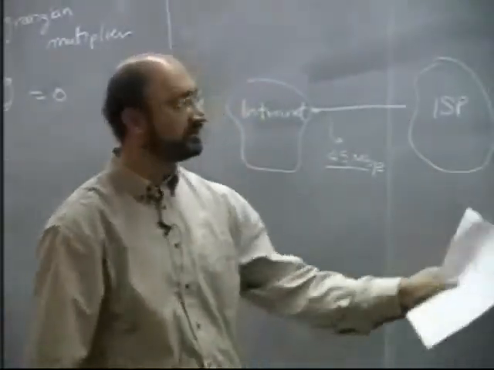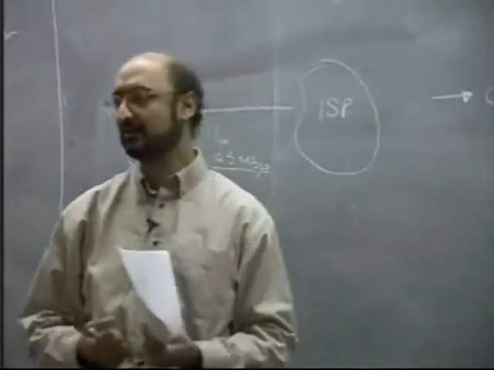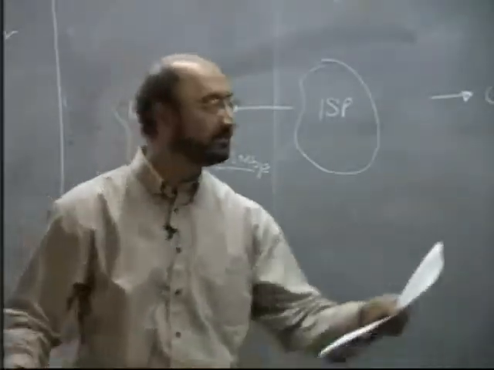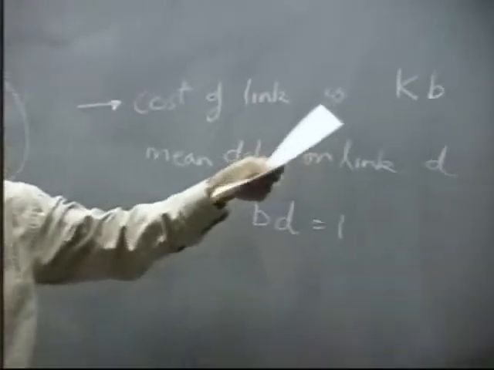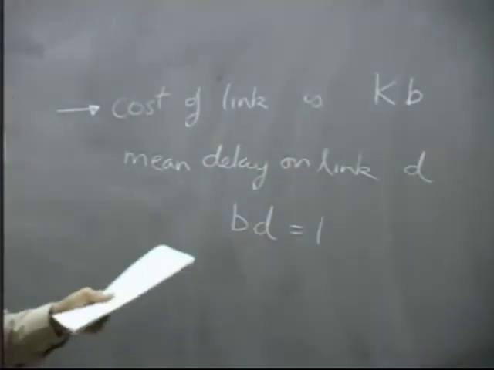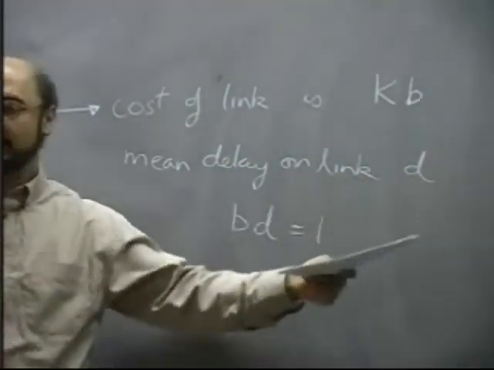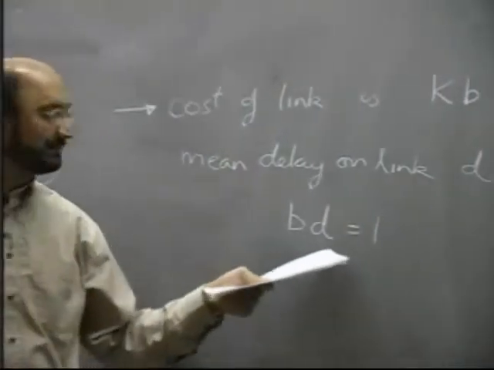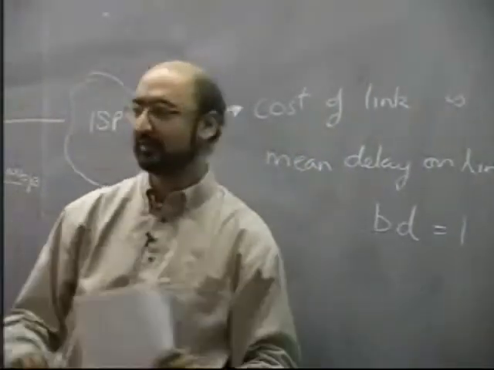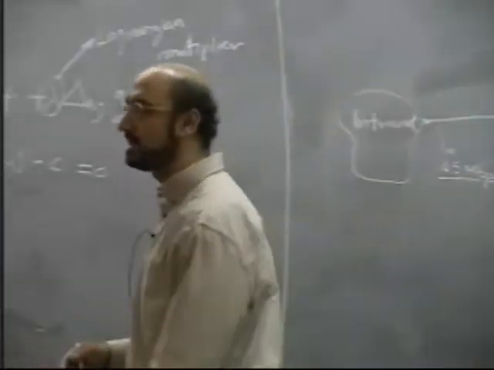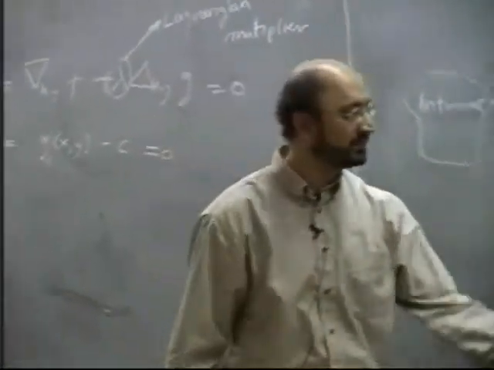Let's do it simply. So you go to the provider and say, I want to buy a link of capacity B. The provider says, okay, if you buy a link of capacity B, I'm going to charge you KB. All right, fine. And the mean delay on that link is D. And the faster the link you buy, the less delay you have. Okay, so that works out. The other way around, it's a bit messier. I can make it work, but not in real time.